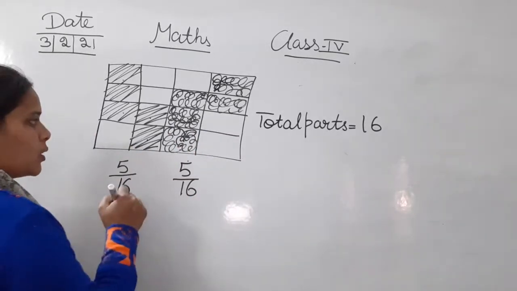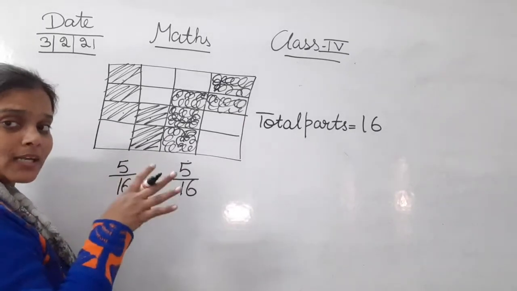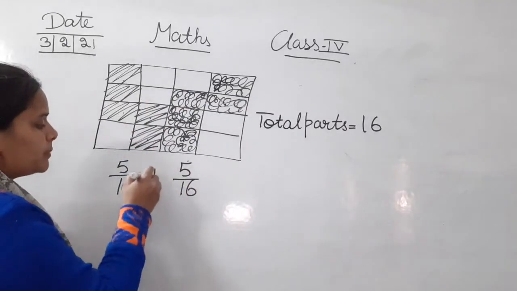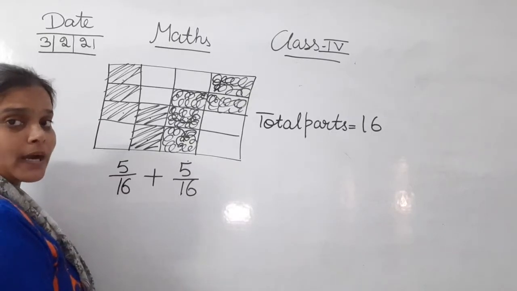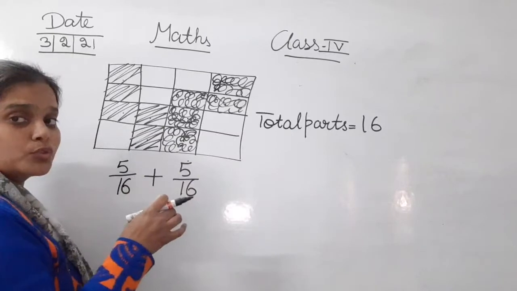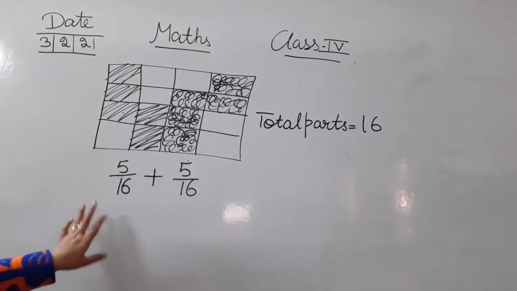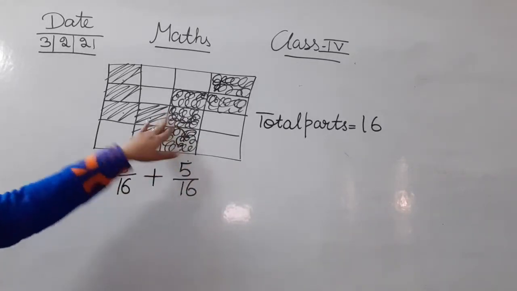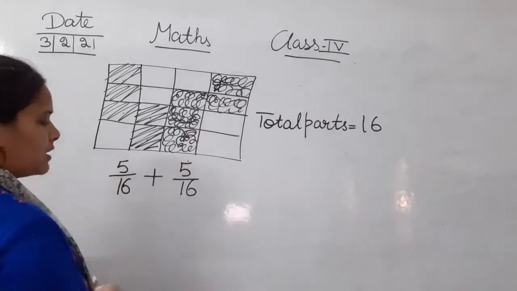Now we have to find the total number of shaded parts. Now we don't have to go according to the pattern, we have to tell the total shaded part. So to find the total shaded part, we are going to add the fractions of the shaded part of the two different patterns. We will add 5/16 and 5/16.